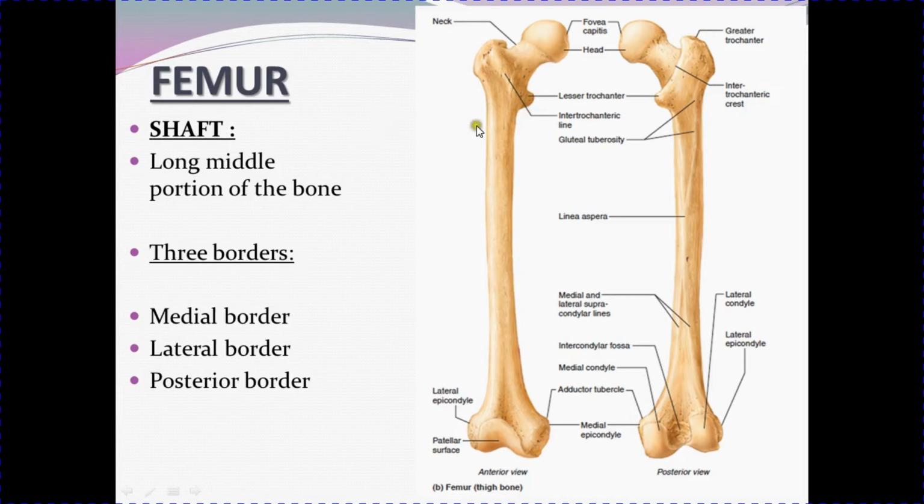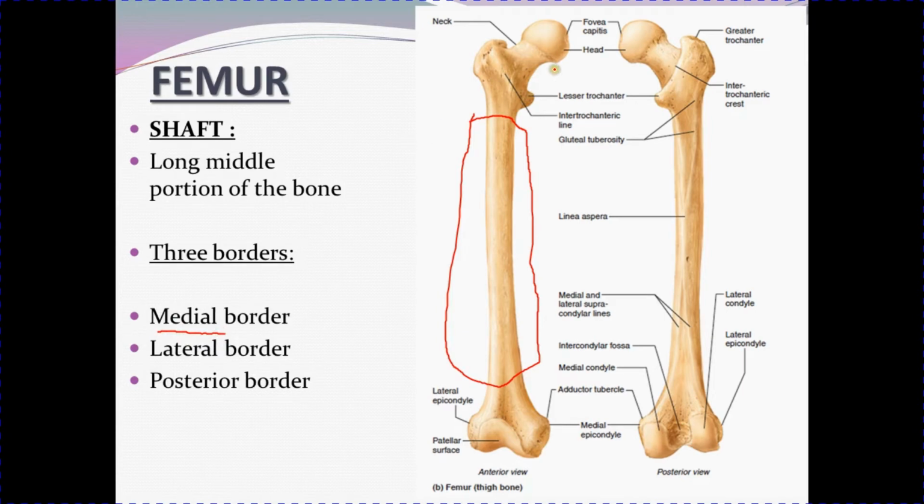The shaft of the femur is the long middle portion of the bone. On both sides, it has an upper end and a lower end. The shaft has three borders. It has a medial border.